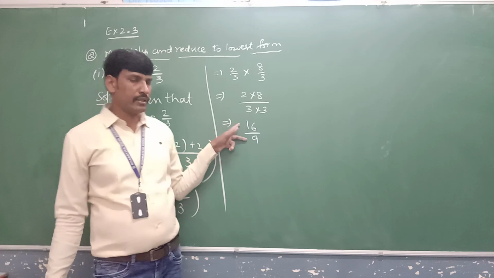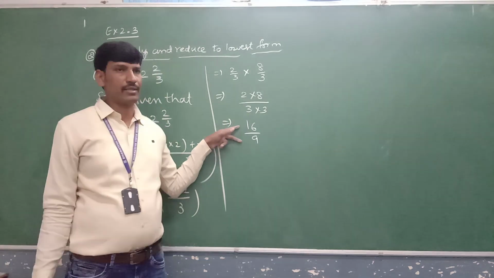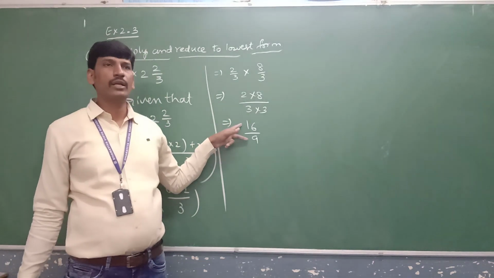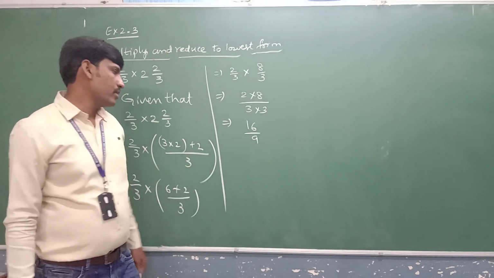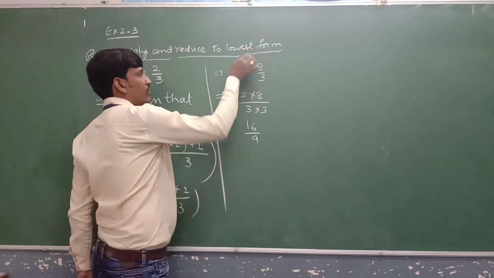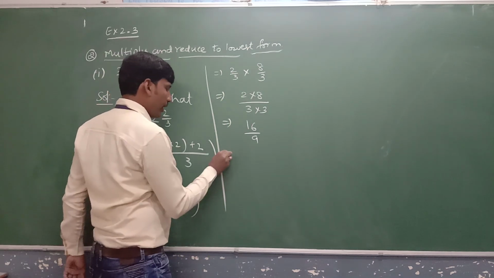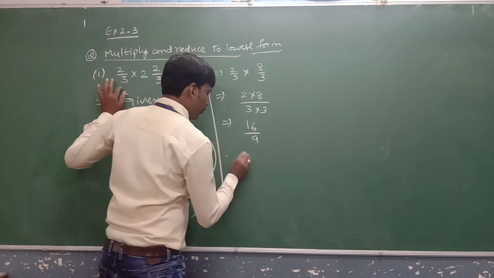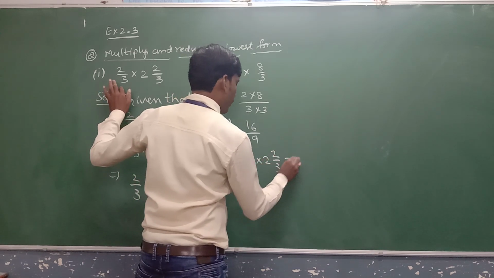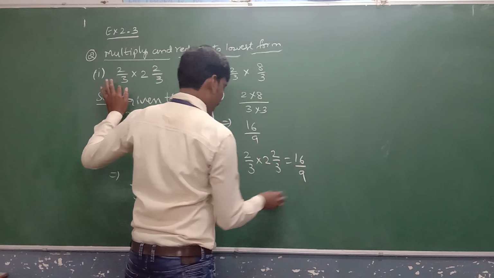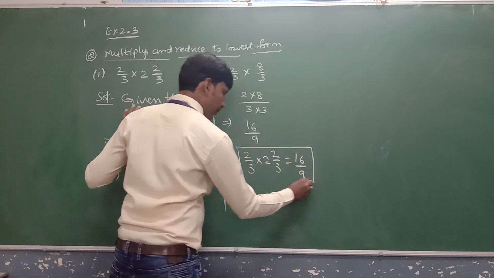Is there any cancellation? No, we did not do cancellation because both are different numbers. Both do not have any common factor other than 1. So therefore this is the simplest form or lowest form. So therefore the value of 2 by 3 into 2 by 3 is equal to how much? 16 by 9. Right? Very good.